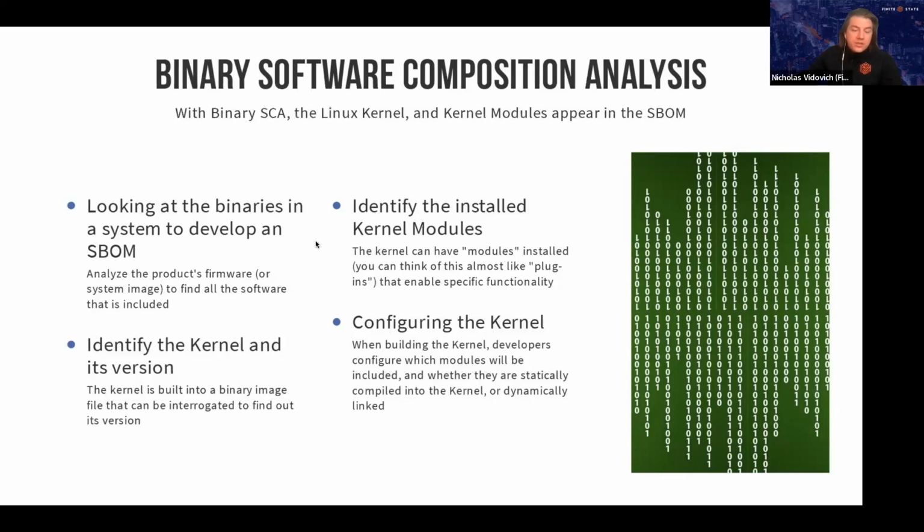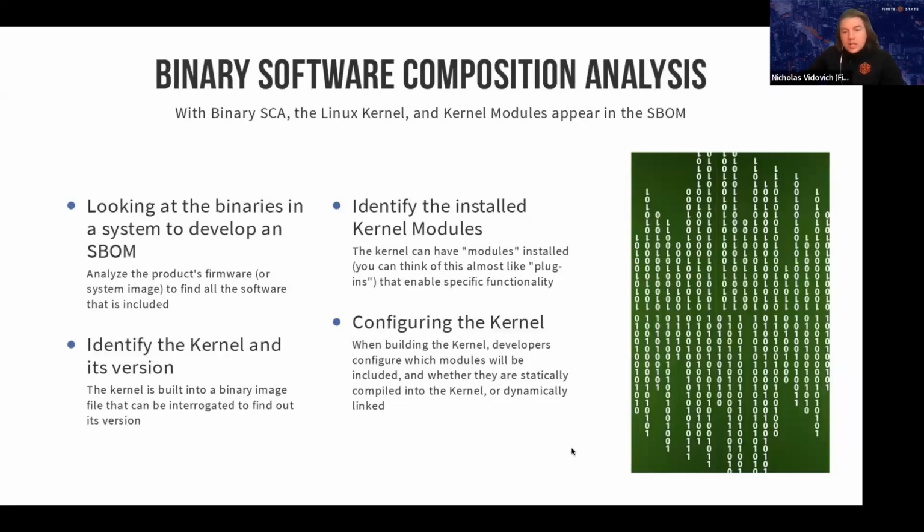So we're looking at that to find all of the software that's installed, and part of that is identifying the Linux kernel itself. So I'm pointing out some of the more technical details here: the kernel can be built into a single binary image, but what we're going to get to is that in the SBOM, we can actually identify the kernel and the kernel modules that are installed. And you can think of these almost like plugins for the kernel, and they're determined at the time that you configure that kernel before you build it, which of those modules or plugins are going to be included in the Linux kernel itself that you're installing on that machine.